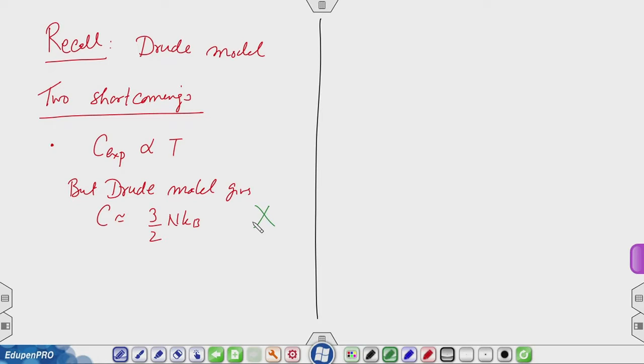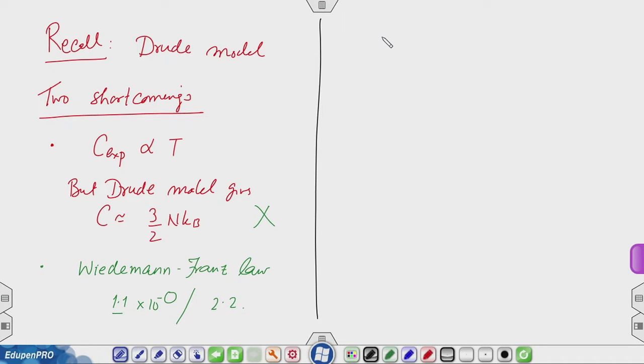The other one is the Wiedemann-Franz law, which gave a ratio of 1.1 times 10 raised to whatever, whereas the correct ratio is close to 2.2. So, these two things can be addressed by looking at electrons in a quantum mechanical way.